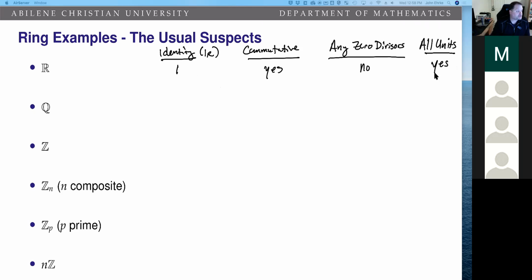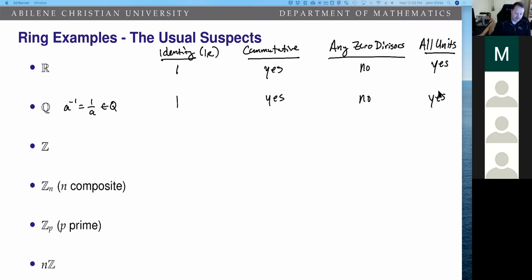Okay, what about the rationals? Well, the identity is 1 because 1 is a rational number. It is commutative because multiplication on the rationals is commutative. There are no 0 divisors, and every element has an inverse. If you take the element A, its inverse is 1 over A, which is in Q. So no problem there. All the elements have inverses.